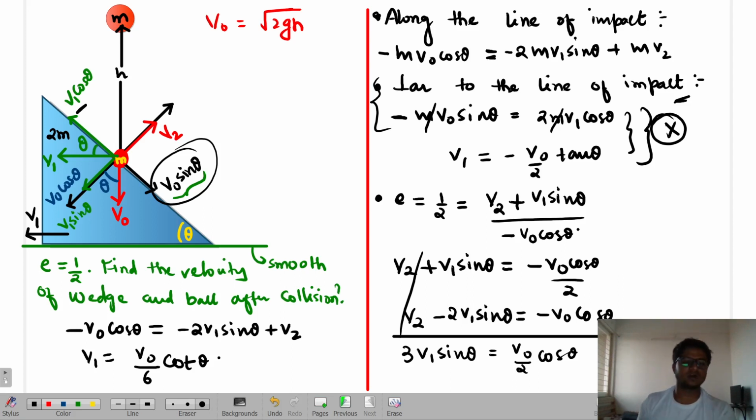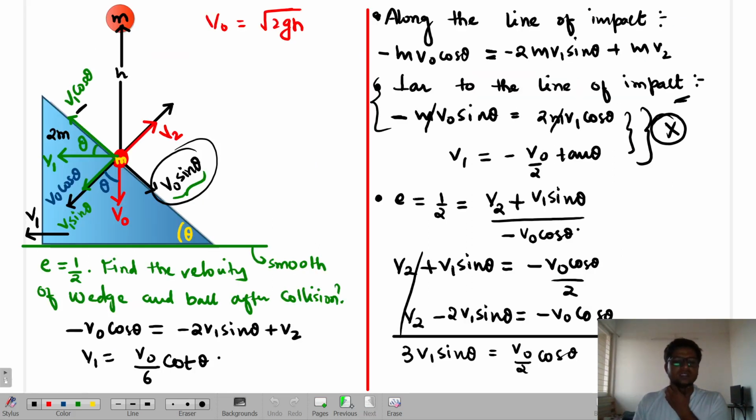So that's why we have got V1 is equal to V naught cot theta. If you replace in any of these equations, V1 is equal to V naught by 6 cot theta or cos theta by sin theta, then you will get the equation of V2 also, which will be a positive number. Is that clear or not? Are you able to get me? Okay, so this was your calculation for this particular case.